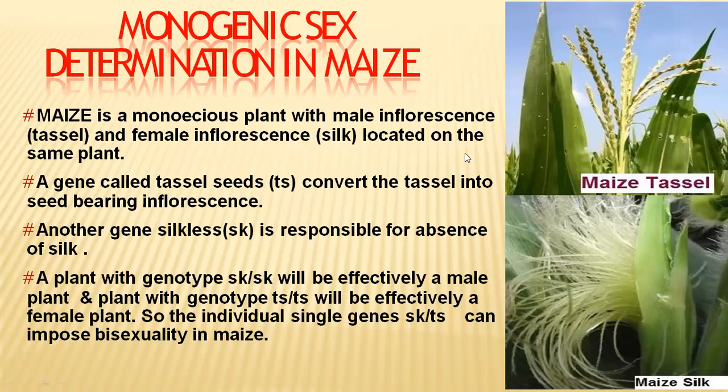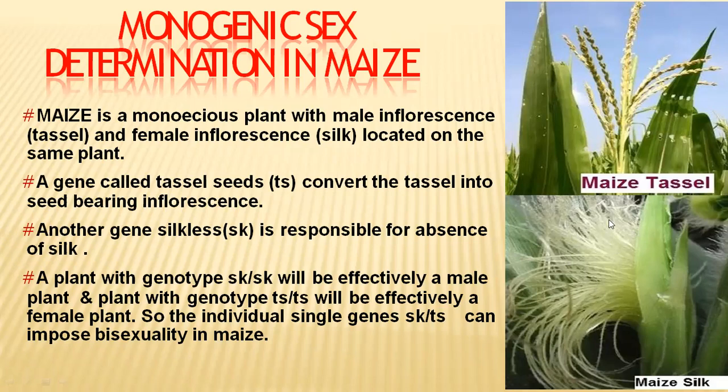Coming to maize, in maize we can find a tassel, which is the male flower, and silk, which is the female flower. Two genes are responsible for this tassel and silk. TS is responsible for tassel, and the SK gene is responsible for silk. So in some genotypes, both SK genes will be there. In such cases, they will have only female flowers in a single plant. And if the plant has two TS genes, then it will possess only male flowers, but not the female flower. Usually, these maize plants are hermaphrodites.